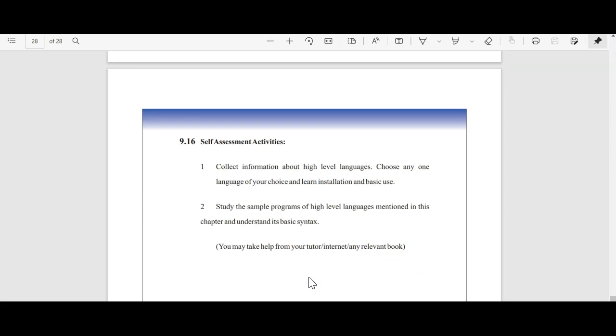So this was our unit number 9, and I hope it gave you some basic understanding about programming languages, and so you can apply it in your daily life and in your domain, whatever you will join or are already in.